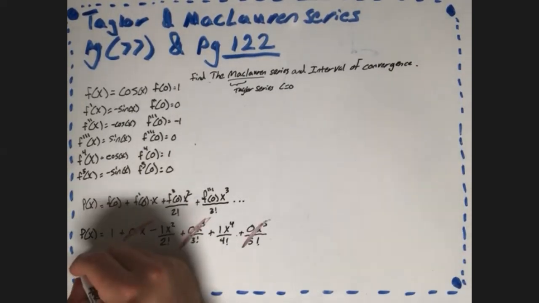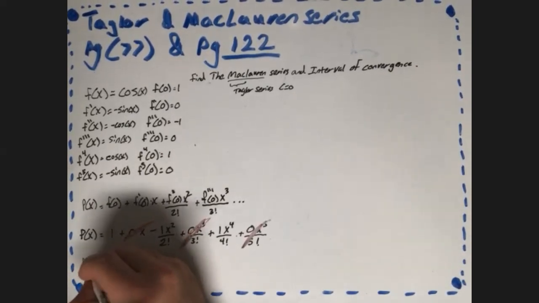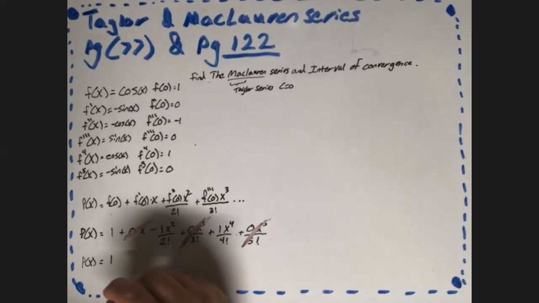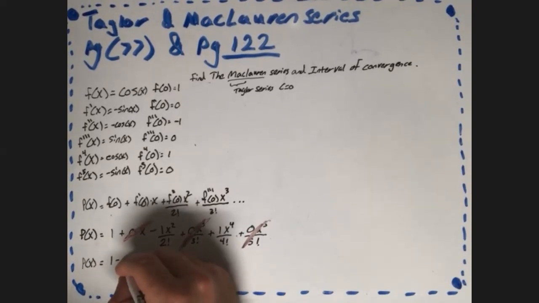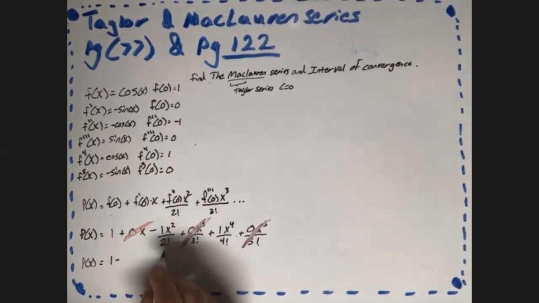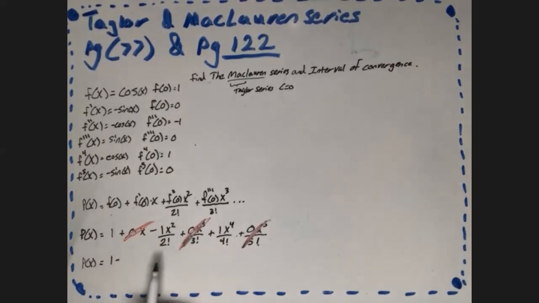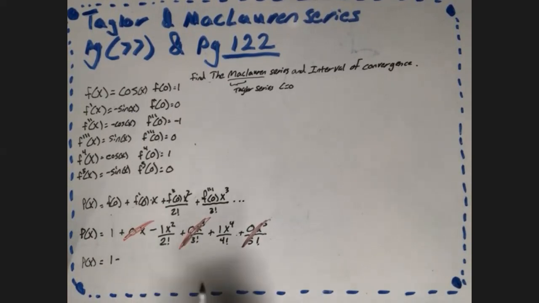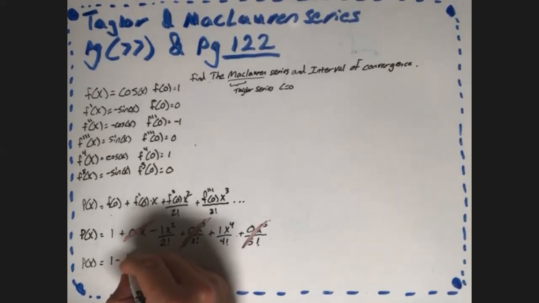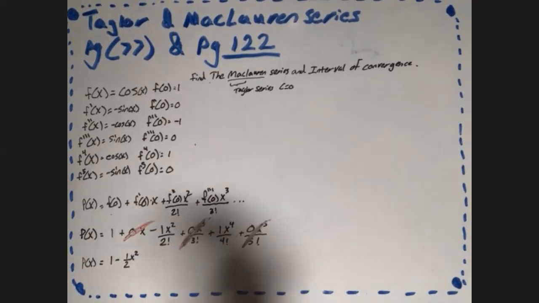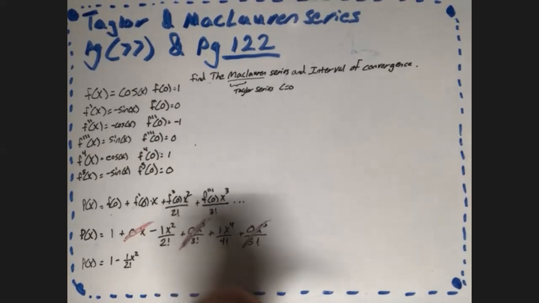I'm going to write this as p of x is equal to 1 minus, I could write that as 1/2, because 2 factorial is just 2 times 1, and 2 times 1 is, in fact, just 2. All right, 1/2 x squared. Yeah, I could write it that way, but I don't have to. I could keep the factorial if it makes you happy.